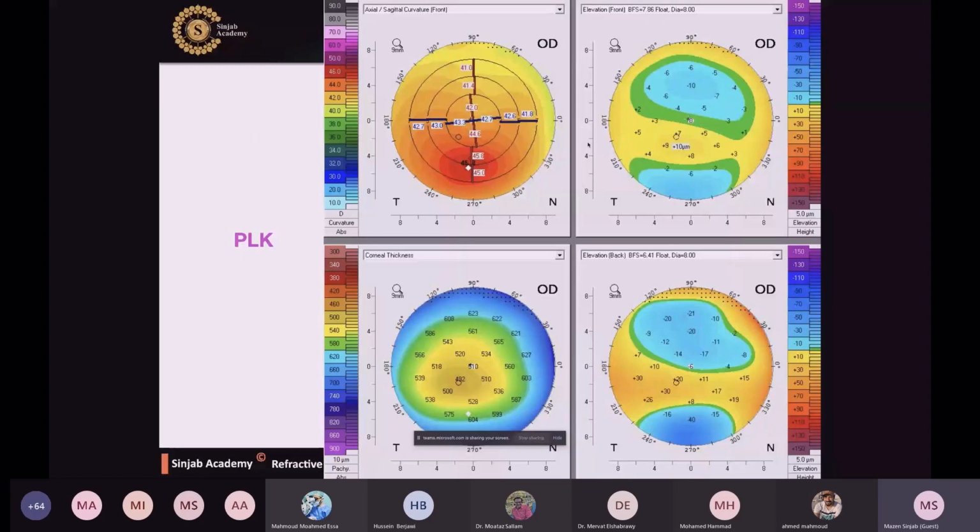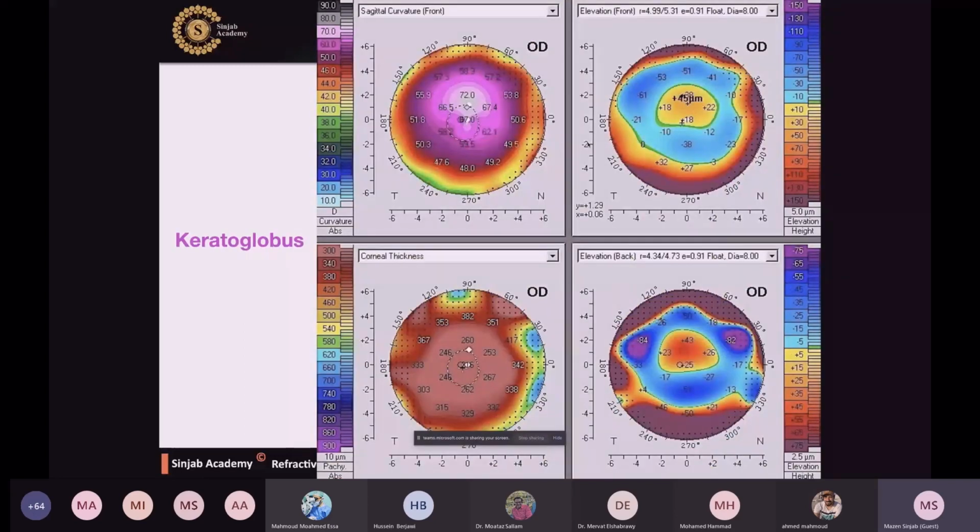We find crab claw on the anterior curvature map, but there is no bell shape on the thickness map. This is keratoglobus, thinning all over the cornea, and steepness all over the cornea. Steepness and thinning.